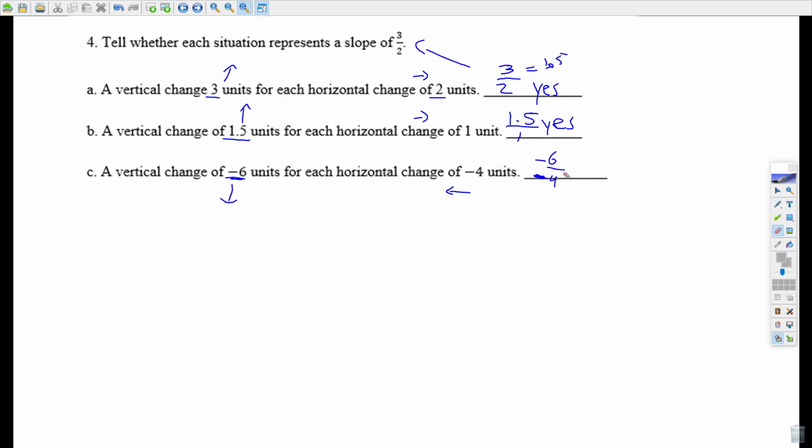Maybe you can see it better if I erase. I'll put it right on the line here. -6 over -4. So that reduces. The negatives will cancel each other out, and then you can reduce them both by 2. Divide them both by 2. So 6 divided by 2 is 3, and 4 divided by 2 is 2. Same slope as the original. So these are all yeses. I think you'll have homework questions like that.